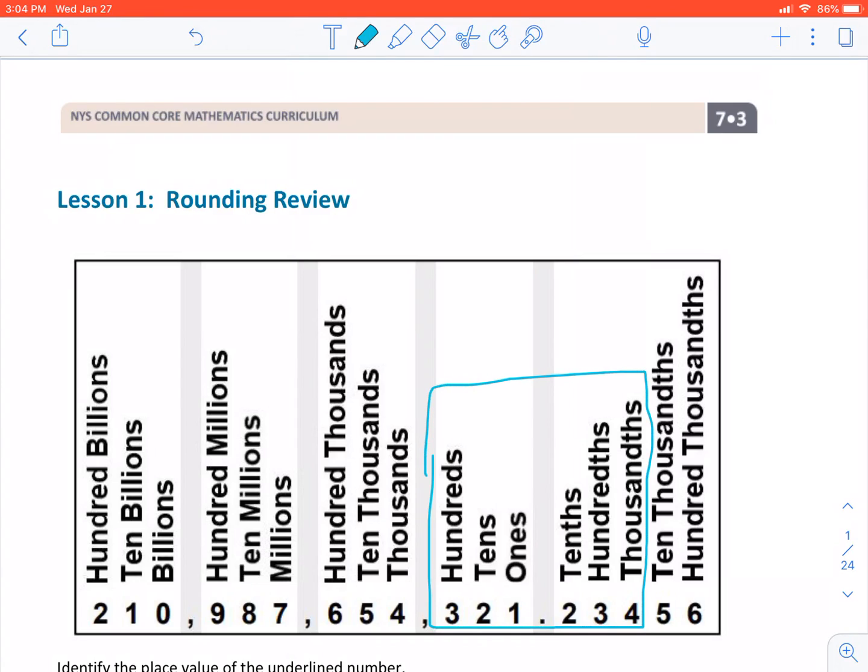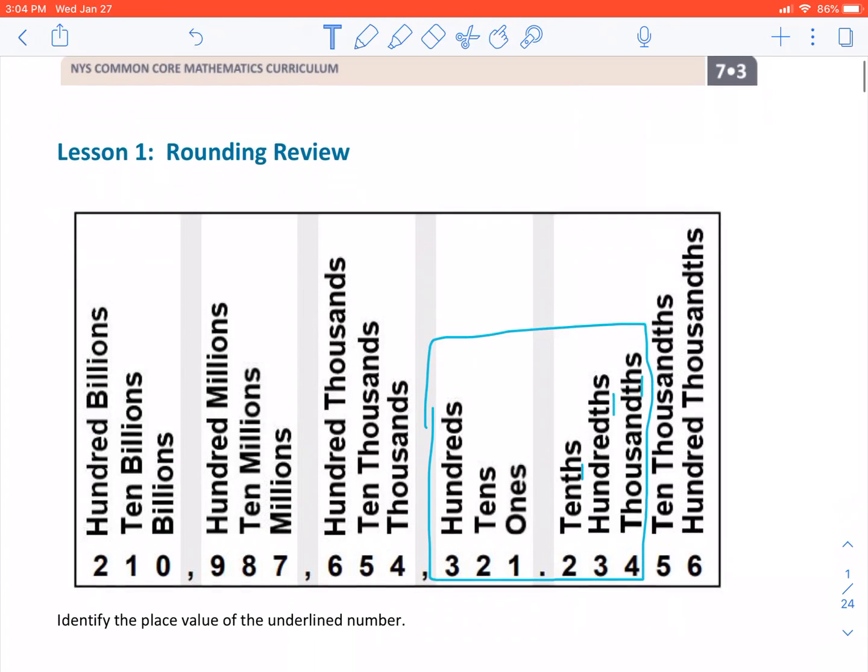All right, just a couple reminders. When it has a TH on the end, that means it's the number after the decimal place. All right, so tenths, hundredths, thousandths, those are all numbers after the decimal place.